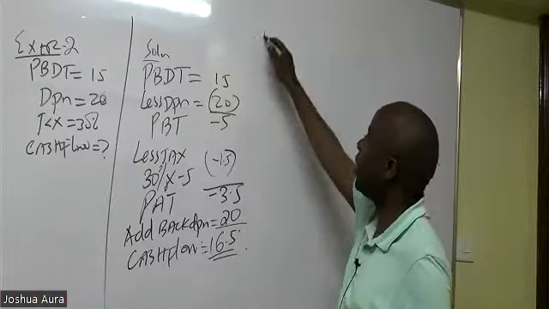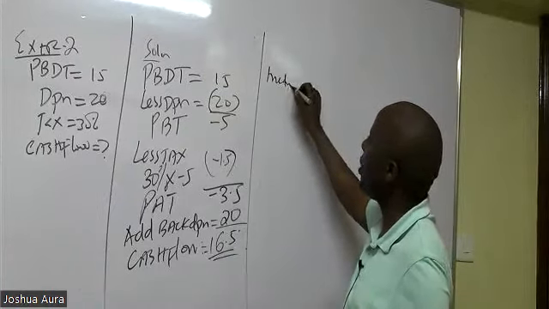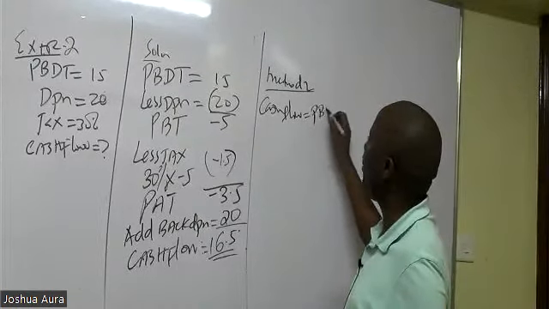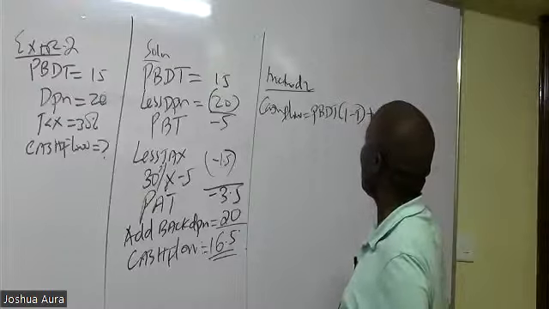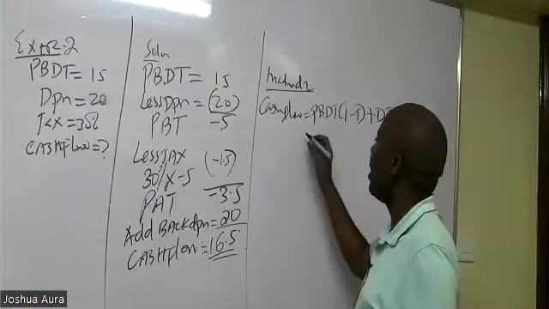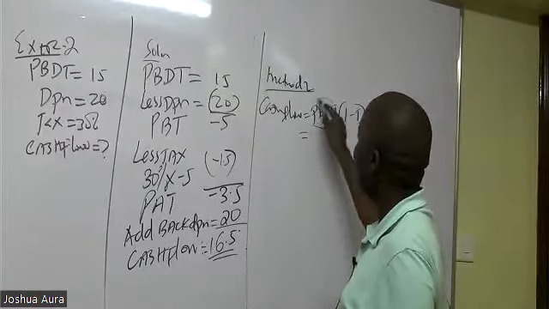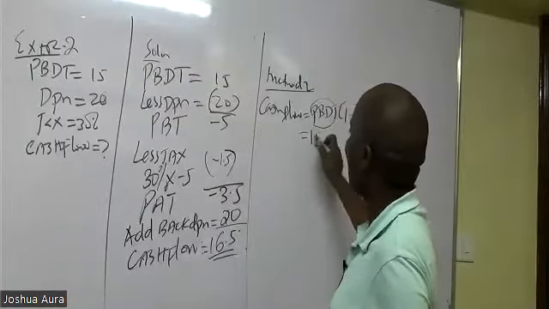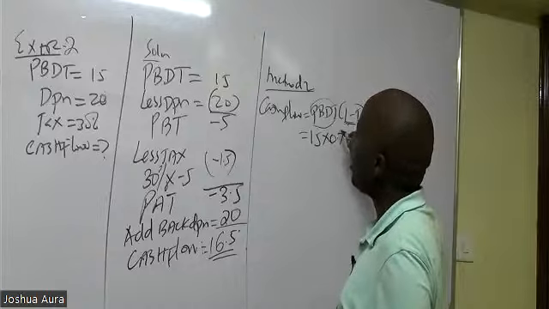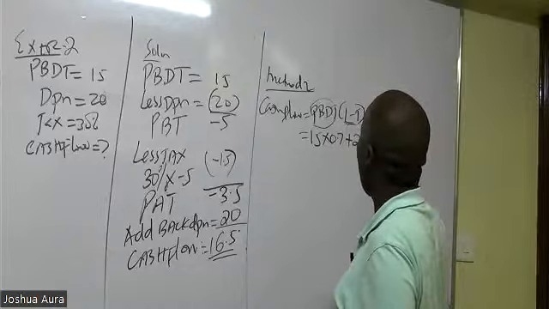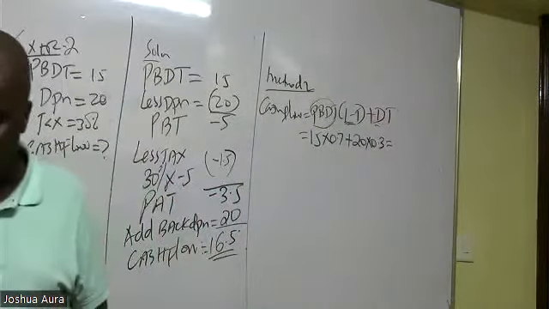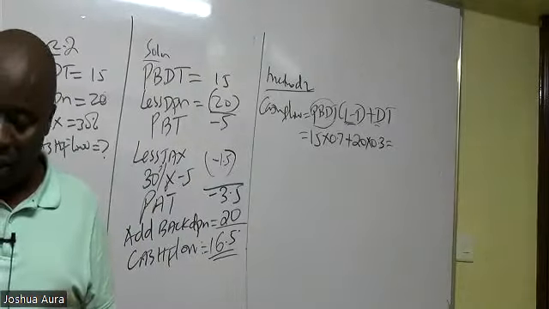And don't forget, ladies and gentlemen, that method 2, just in case you would wish to use method 2, you could have also decided to say that cash flow equals profit before depreciation and tax, times 1 minus tax, plus depreciation tax shield. So here we have 15 times 1 minus tax, which is 0.7. Depreciation is 20 times tax itself, which is 0.3. So in that case, you will be able to get that answer.